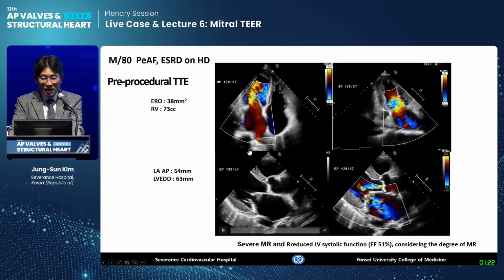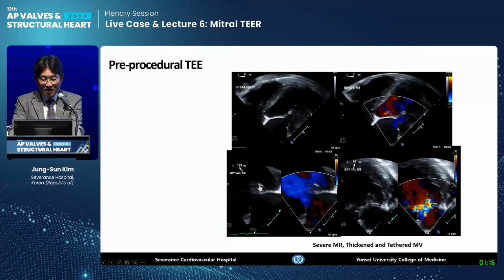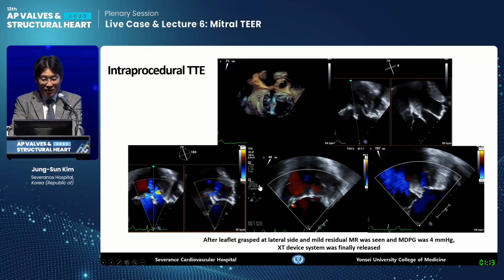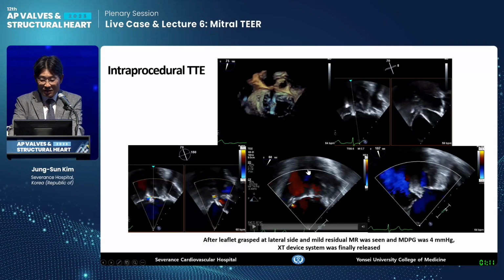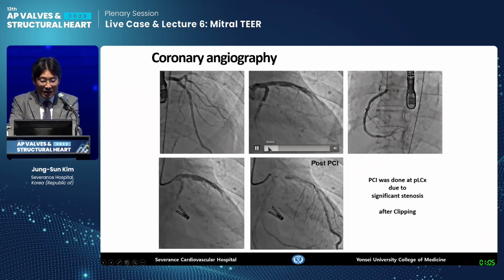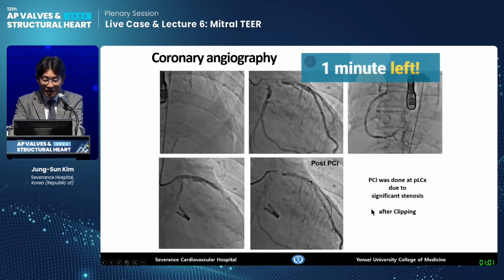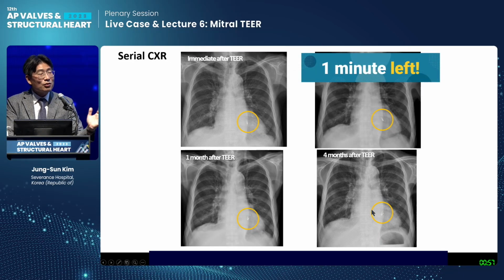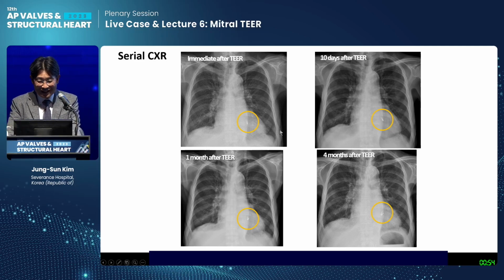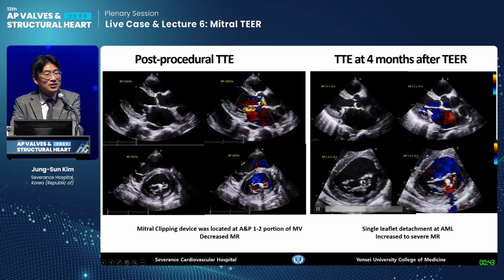Here is one of our cases: ESLD, hemodialysis and atrial fibrillation, with secondary MR. We straightforwardly placed one clip with the XTR system, with significant decrease in MR, but he had another stenosis of the subcomplex. We did the stenting, and after stenting the lateral wall motion significantly improved. Then during the follow-up, the clip location was significantly changed, and the anterior leaflet was detached.